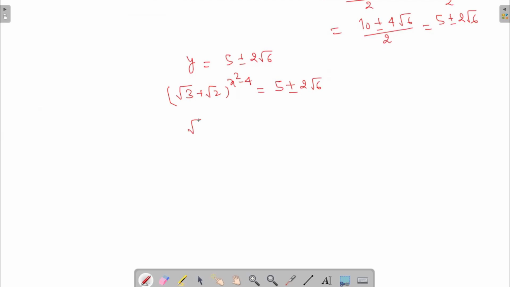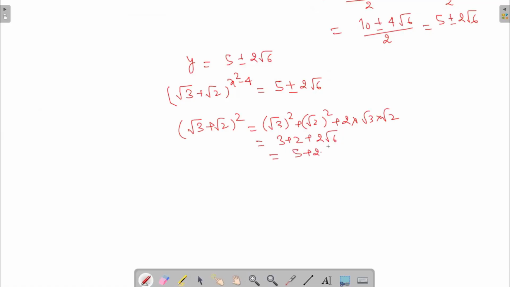that if I look at this root 3 plus root 2 and square it, then what do I get? This is a plus b whole square. So this is root 3 whole squared plus root 2 whole squared, and then plus 2 into root 3 into root 2. When I do this, what I get? I get this as 3, this as 2, and this will be 2 root 6, which is nothing but 5 plus 2 root 6. So what we get here is that this expression on the right hand side, if it is plus, then this one should be root 3 plus root 2 whole squared.